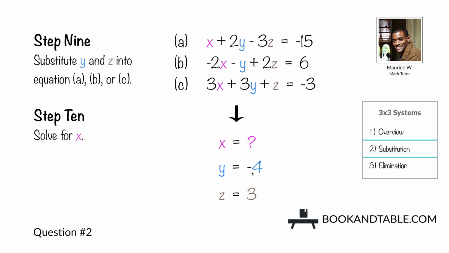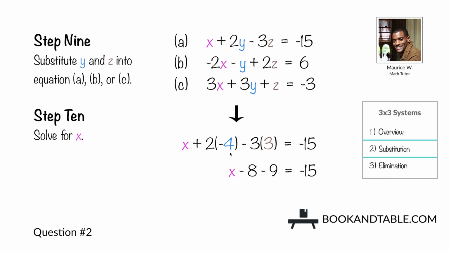So step 9, substitute y and z into equation a, b, or c to solve for x. So I'll show you all three of these. So when we plug in y is equal to negative 4 and z is equal to 3 into equation a, we get x plus 2 times negative 4, which would be negative 8, minus 3 times 3, which is negative 9, is equal to negative 15. Negative 8 minus 9 is negative 17. So we wind up with x minus 17 is equal to negative 15.